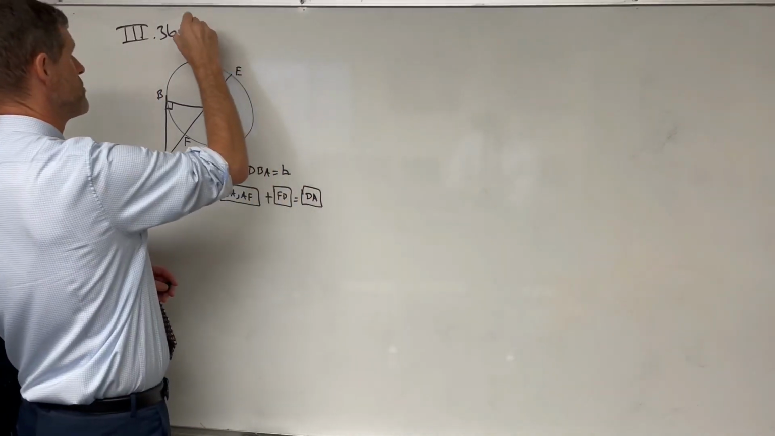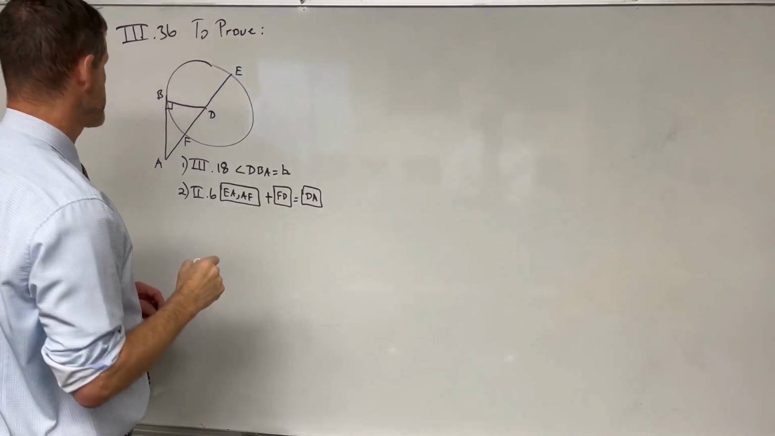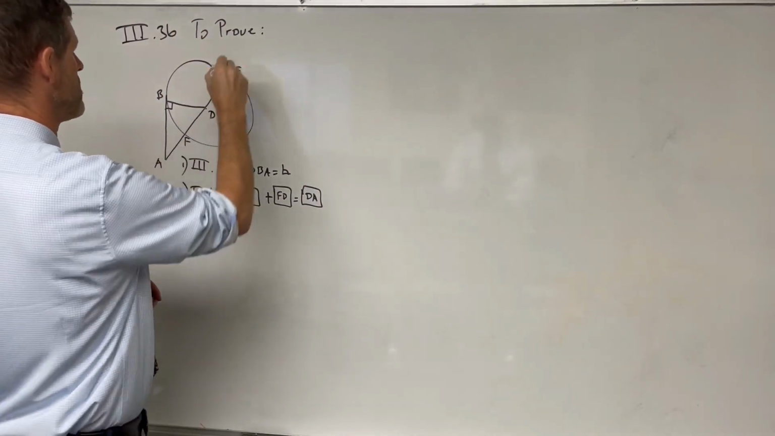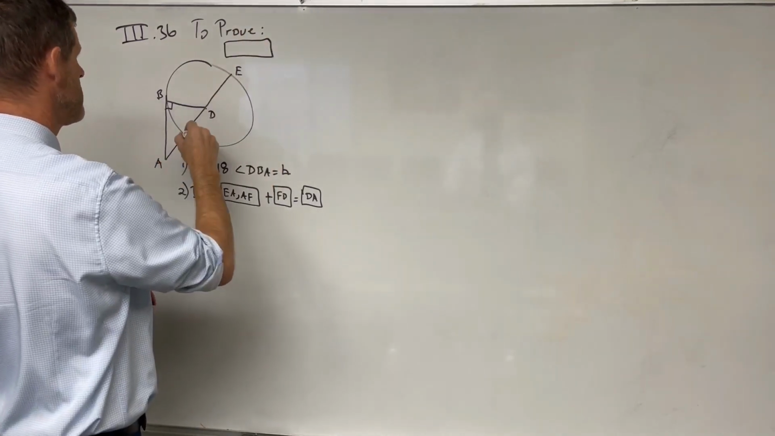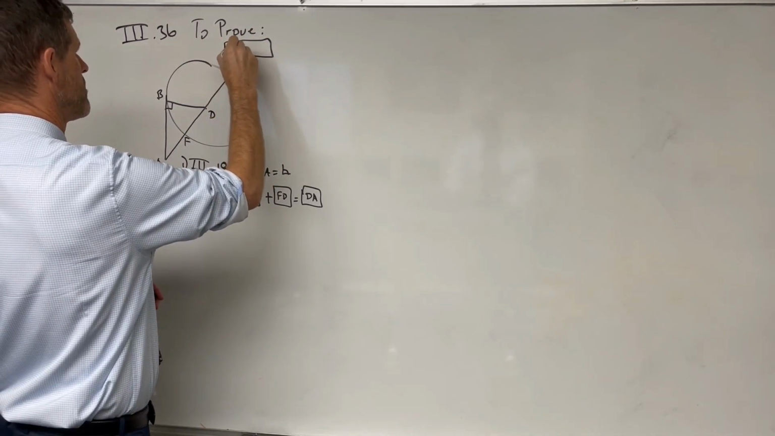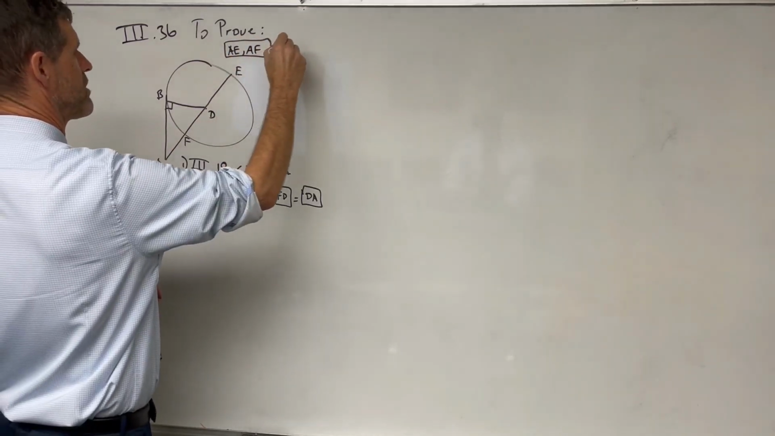And I'll write up our "to prove" right now. I've got enough drawn. So our "to prove" is that the rectangle AE, AF is equal to the square on AB.